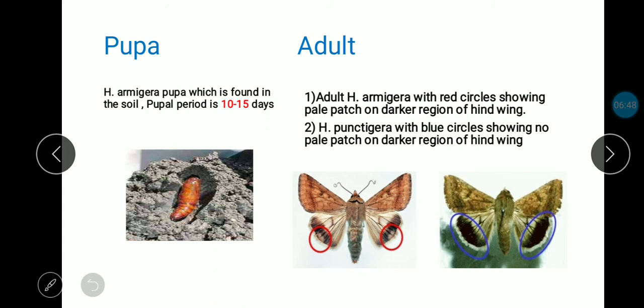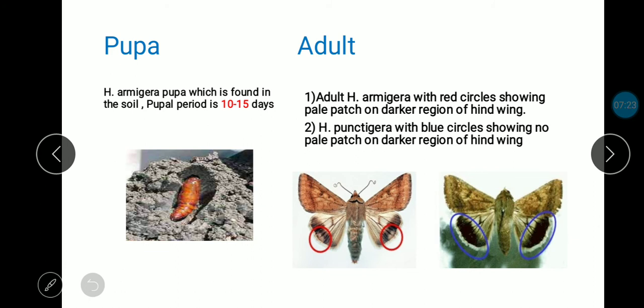This pupal stage is present in soil. It is found in soil. The pupal period is 10 to 15 days, which means once it enters the pupal stage, it stops its feeding and rests in the soil, and after 10 to 15 days the next growth takes place, and the larva inside the pupa is converted into an adult. In this diagram you can observe the adult stages.